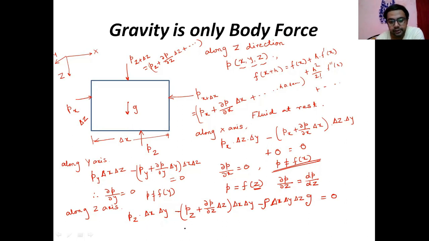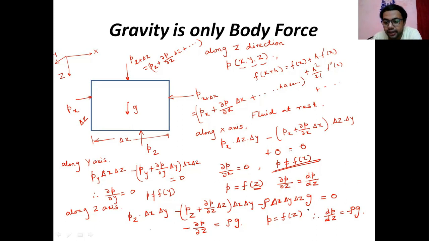So you are getting the equation: minus del P del Z is equal to rho G. It is not 0. So hence we can conclude that P is a function of Z, and only Z, not X, not Y. So a better way you can write it: dP dz is equal to minus rho G.